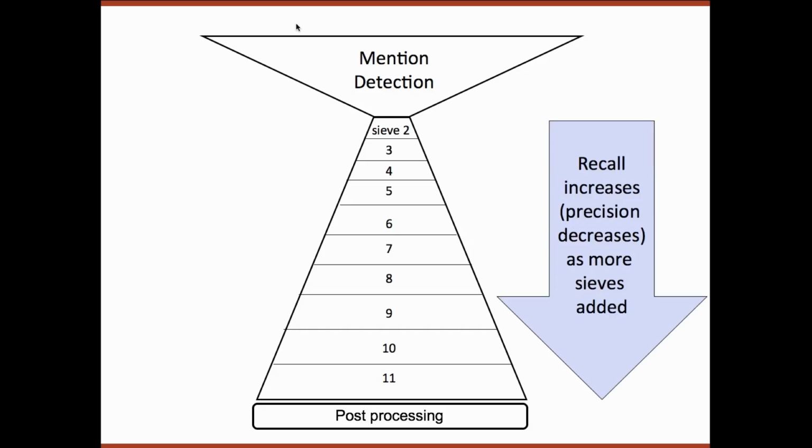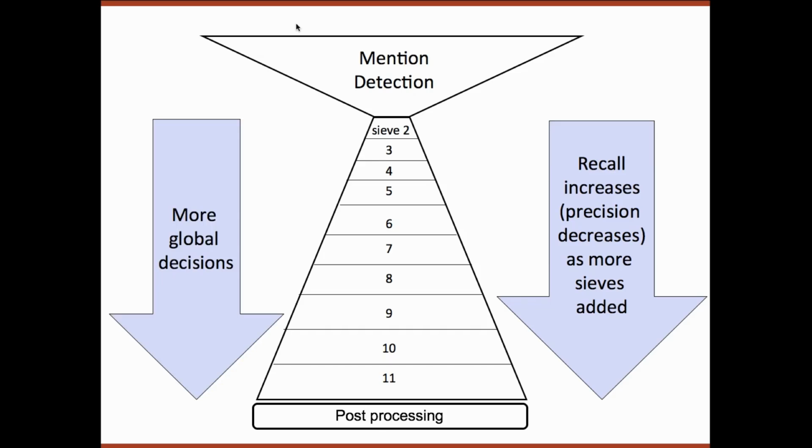And then we apply the sieves. We currently have 11 layers in our system. We apply the sieves incrementally, and as you move down the list, the recall increases, which means coverage increases, and precision decreases, of course. You usually have a compromise between the two.